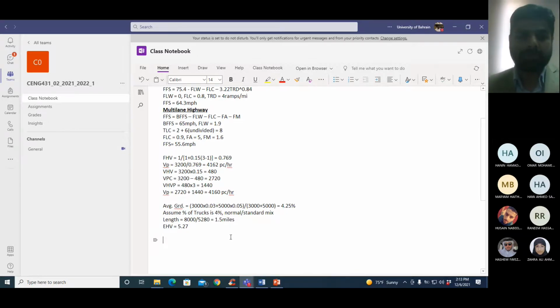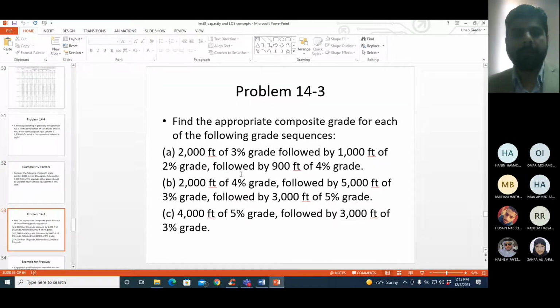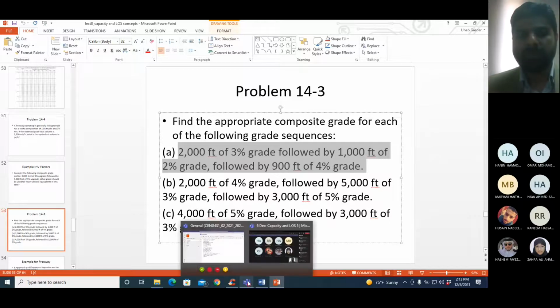So let us move forward. There are actually 3 more examples here. I will not do all of them. I will just do the first one, and the remaining 2 are for your practice. Why am I doing the first one? Because it now has 3 gradients. So the number of gradients can increase, no problem. You still use the same equation.